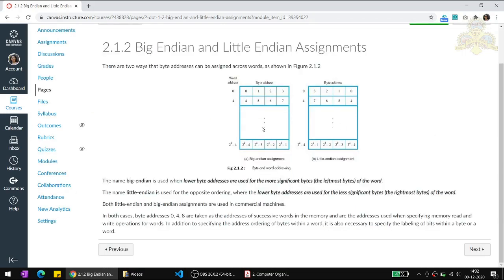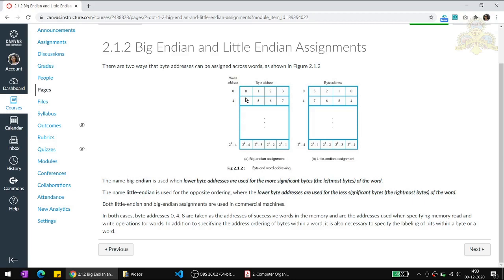In big endian assignment, if it starts from 0, then the second word would start from 4, and then from 8, likewise. The lower byte addresses are used for the MSBs, that is, the most significant bytes.